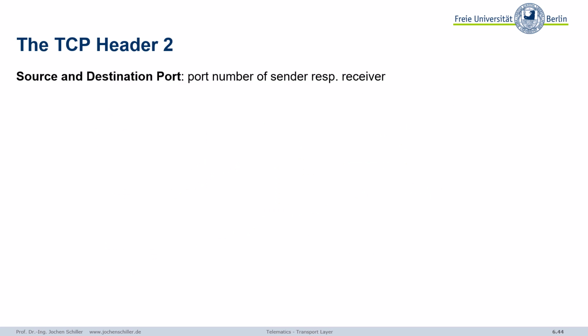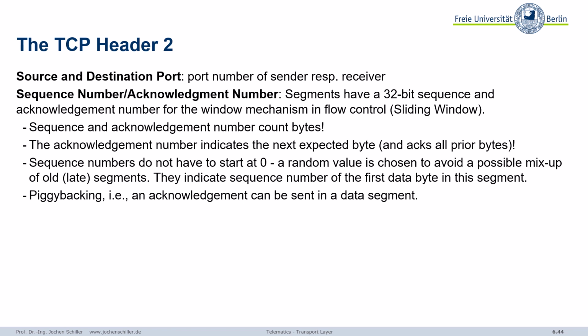So what is this header? Source destination, nothing new like in UDP, but as I said, sequence number. Now this is something new. We have these 32-bit numbers, quite long, and this is exactly where we implement the sliding window protocol. So for the sequence number and acknowledgement numbers, we count the bytes. And now, by definition, the acknowledgement number indicates the next expected byte. So it's not the last byte I've received, but the next accepted byte, thus acknowledging all prior bytes.